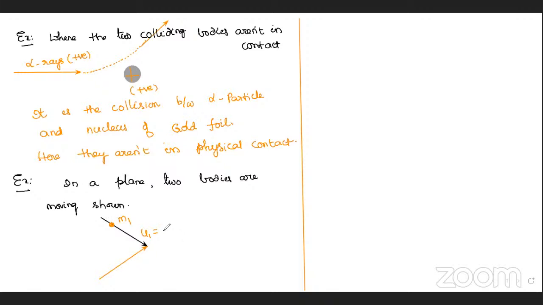U1 is equal to, suppose, U. Even U2 is also U. And M2 is also equal to M. Both have the same mass, M1 is equal to, suppose, M. Same mass traveling with the same speed in the same plane in two different directions. That's what he gave in words. And they have a completely inelastic collision.